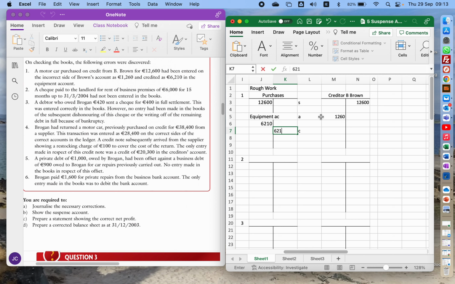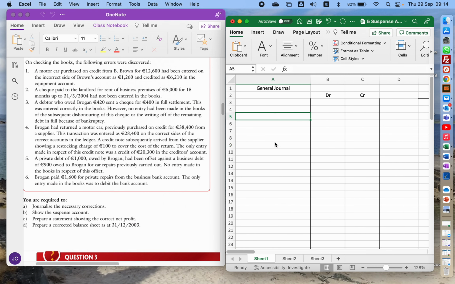I'm going to cancel the 6210 in the equipment account, and B. Brown. So I'm going to have to do 1260, so that cancels the thing I did wrong, and then I'm going to have to do what I should have done in the first place, 12600. And then back here, I'm going to have to go to purchases. So I've taken out the 6210 from the equipment, and in purchases, then I'm going to do what I should have done in the first place. Okay, so I'm going to translate all of that and put all of that into my general journal.